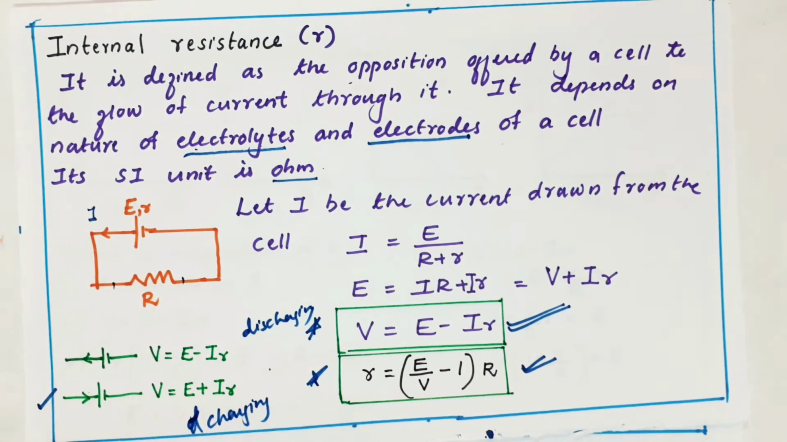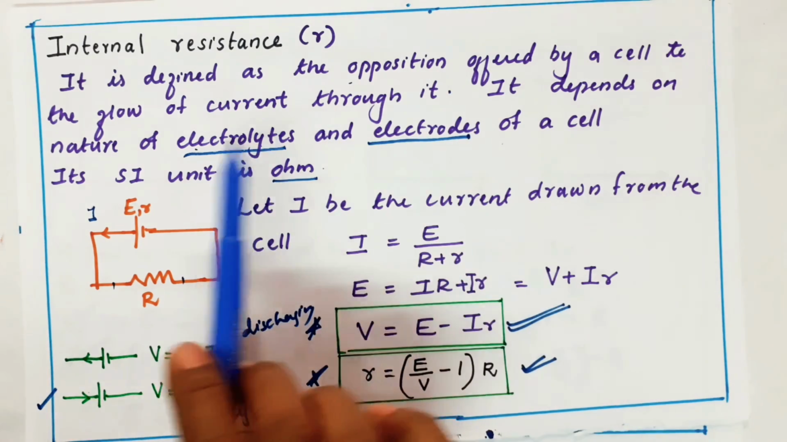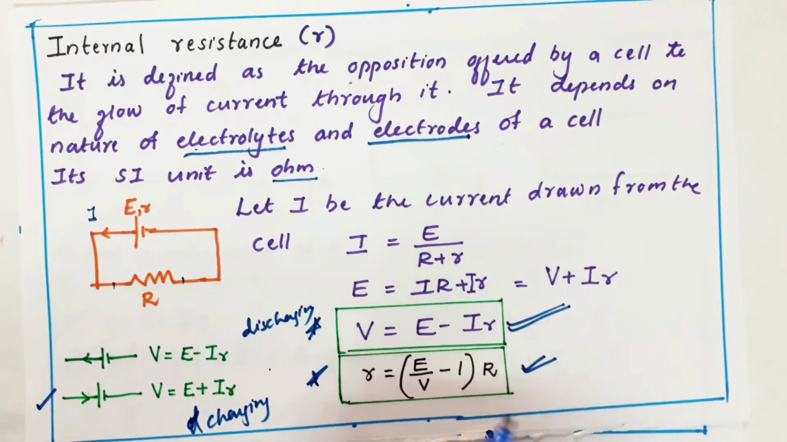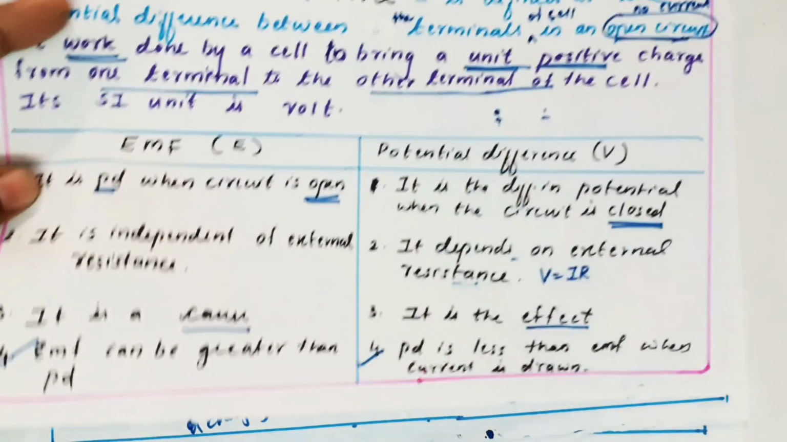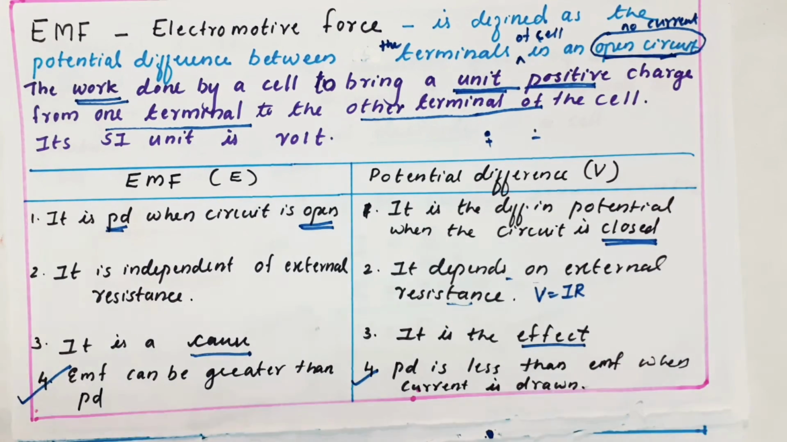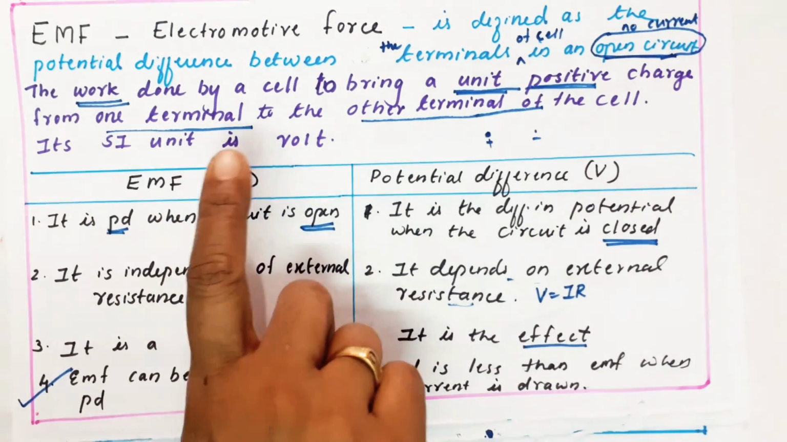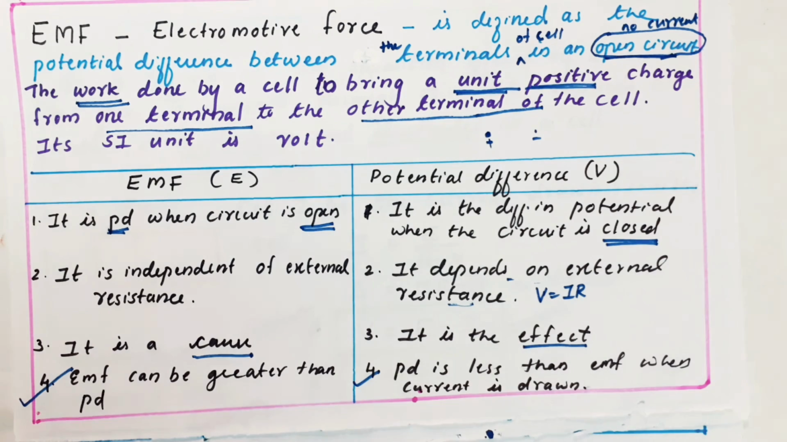Now internal resistance is nothing but due to the nature of electrolytes and the nature of electrodes. And in short, we just defined EMF. It is equal to the potential difference when the circuit is open, or it is equal to the work done to bring the unit charge from one terminal to another terminal.